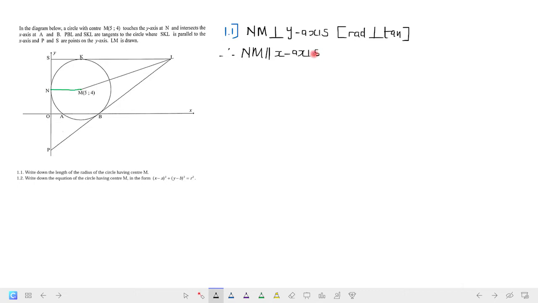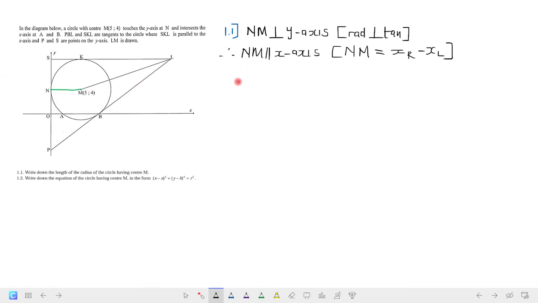Now if it is parallel to the x-axis, it means that to calculate the length of NM, we can see that the points N and M have the same y value, but they differ in x values, right? So if I want to calculate the length of NM, I'm going to take the x that is at the right and subtract the x that is at the left. Here, the x at the right is the x coordinate of M, as you can see, and the x at the left is the x coordinate of N.